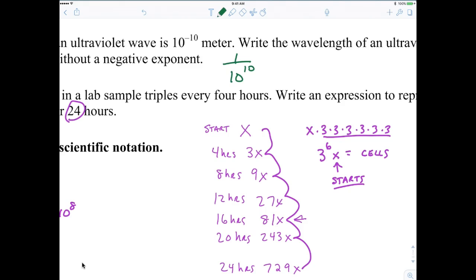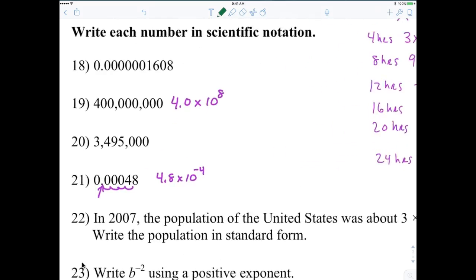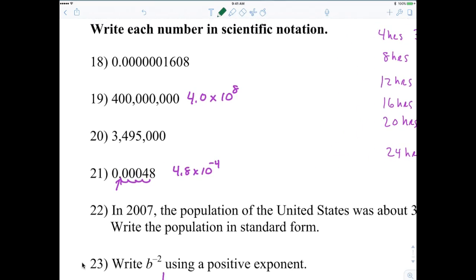Now, here is what I want to do. Let's go ahead and just jump to 18 real quick. Writing in scientific notation, which you guys already told me was easy. So that is what? 1 plus 608 should be, and then times 10 to the 8. Close.